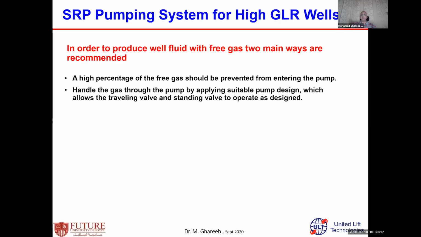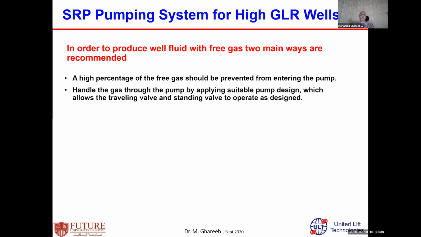Sucker rod pumping system for high gas ratio. In order to produce oil, and you need to produce oil, you find a lot of wells producing with a very high gas ratio and very high gas percentage at the pump intake pressure. In order to produce that, put in your mind, it's very strongly recommended.